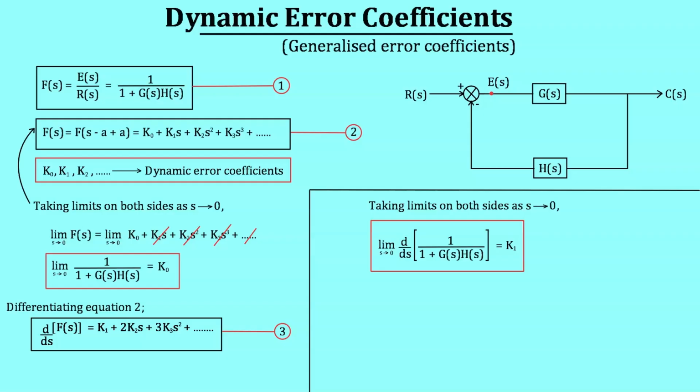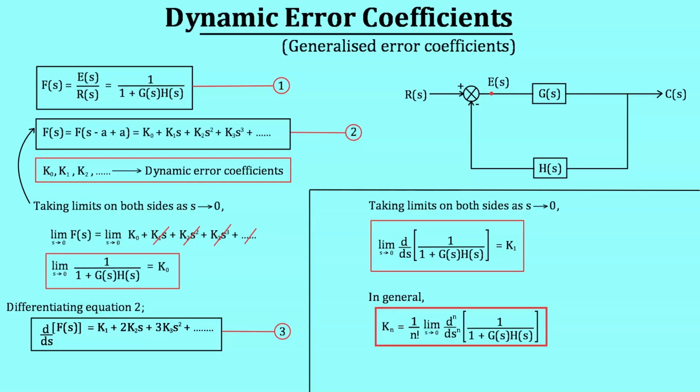By doing so, we will get the value of dynamic error coefficient k1 to be equal to the limiting value of the derivative of the function F(s), which is equal to 1 upon 1 plus G(s) H(s). By following the same procedure, we can find the value of different dynamic error coefficients.